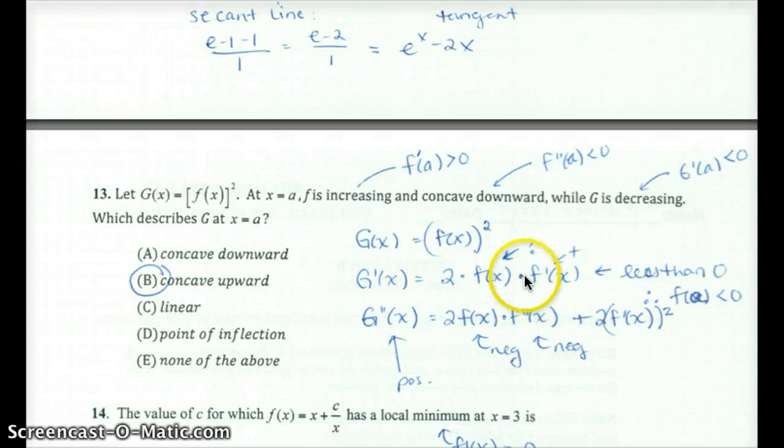But we also know that f prime of a is positive. That's this fact right here. So if this whole thing is negative and this piece is positive, it means that f of x has to be negative at a, which means that this right here has to be negative. So we use this expression to figure out that this has to be negative.